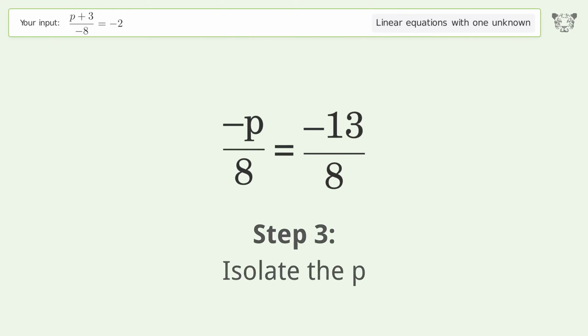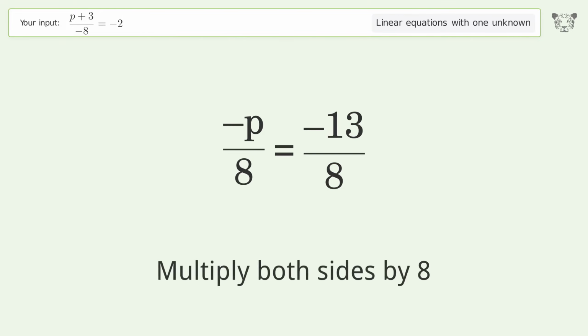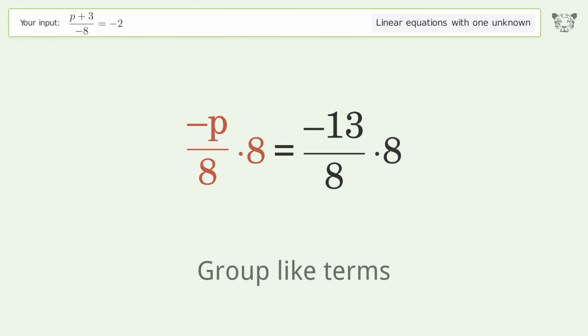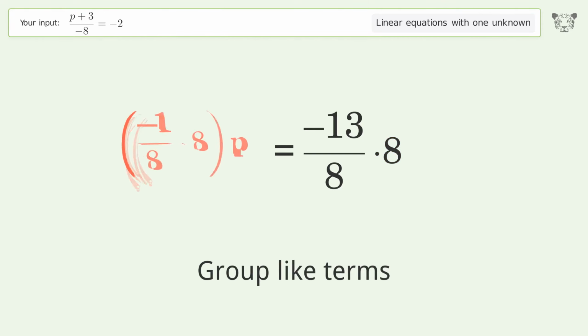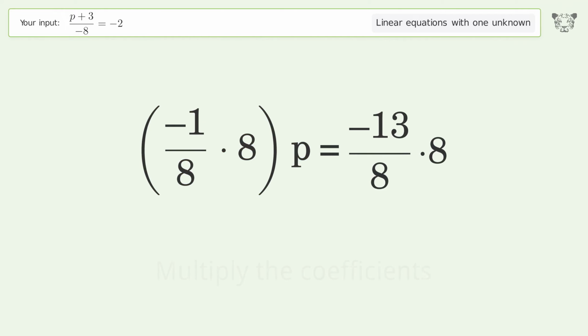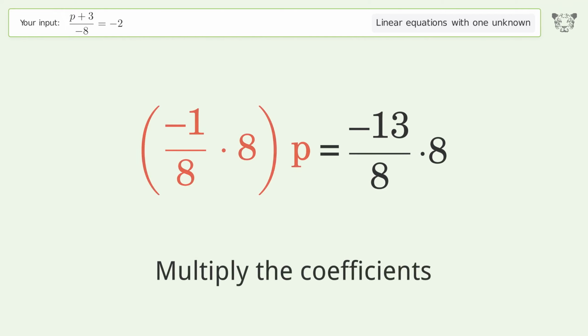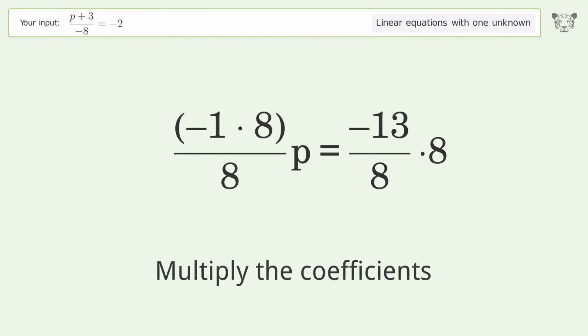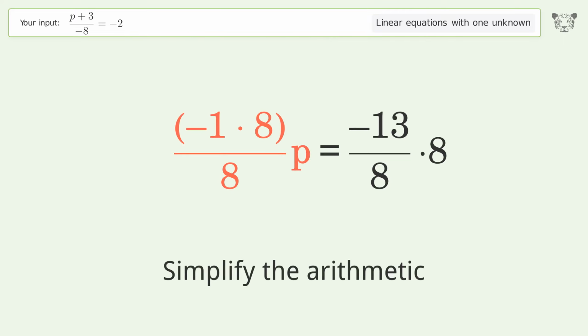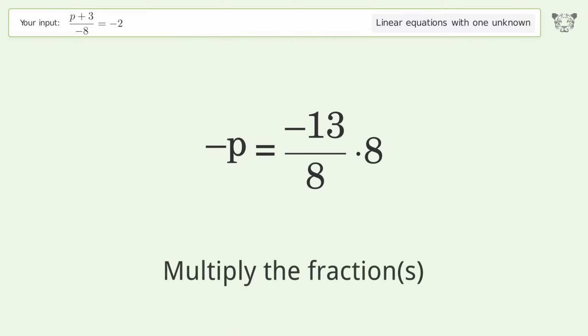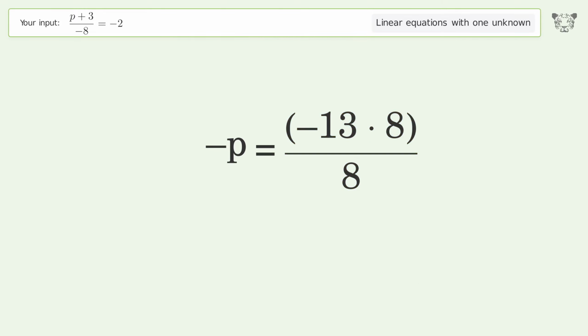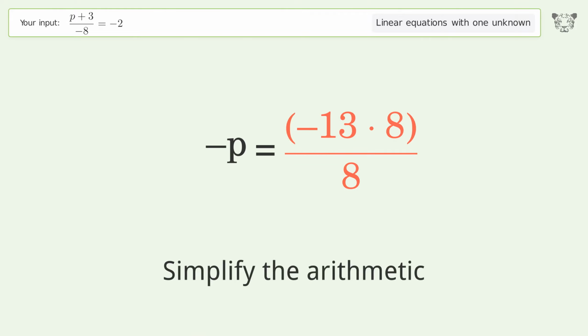Isolate the p. Multiply both sides by 8. Group like terms. Multiply the coefficients. Simplify the arithmetic. Multiply the fractions. Simplify the arithmetic.